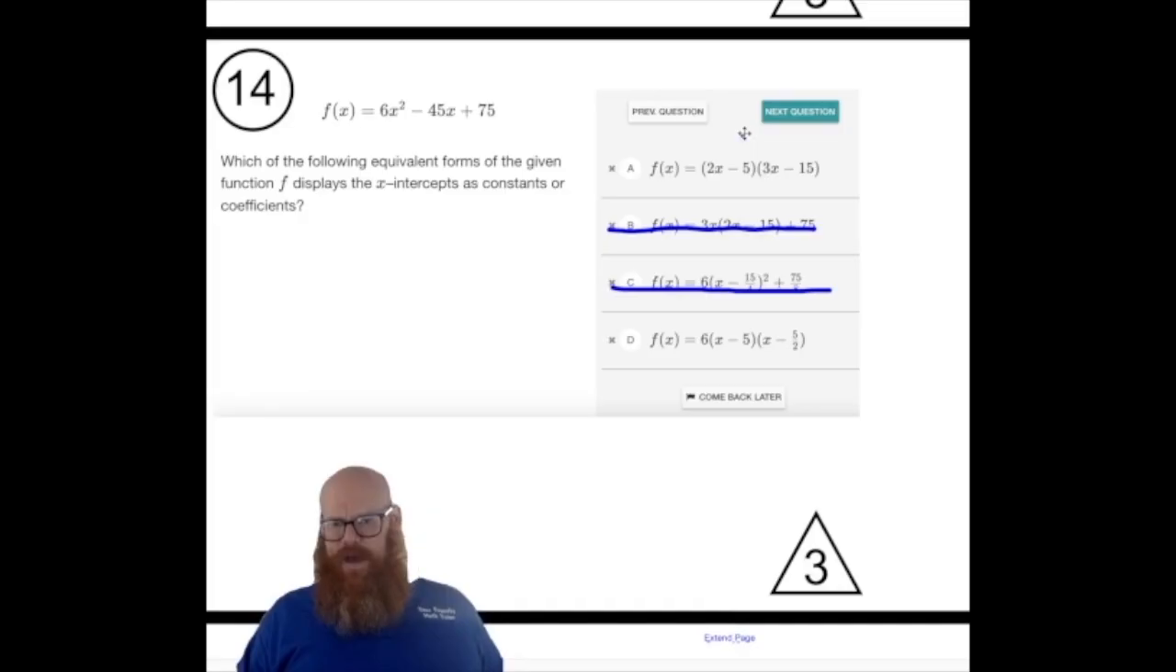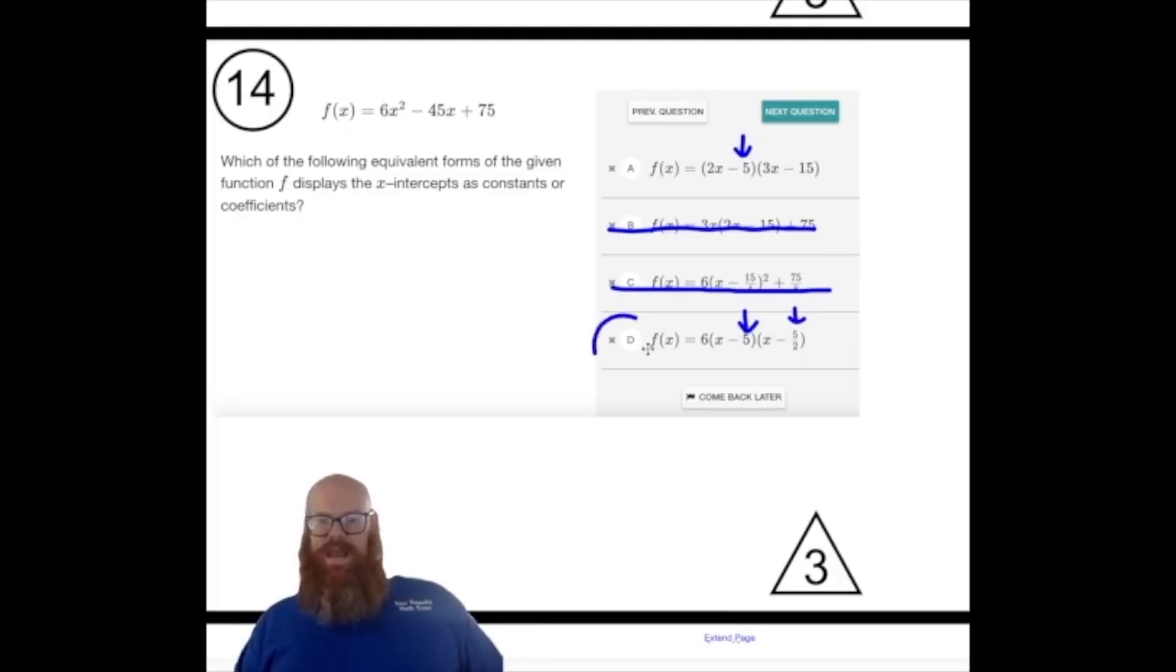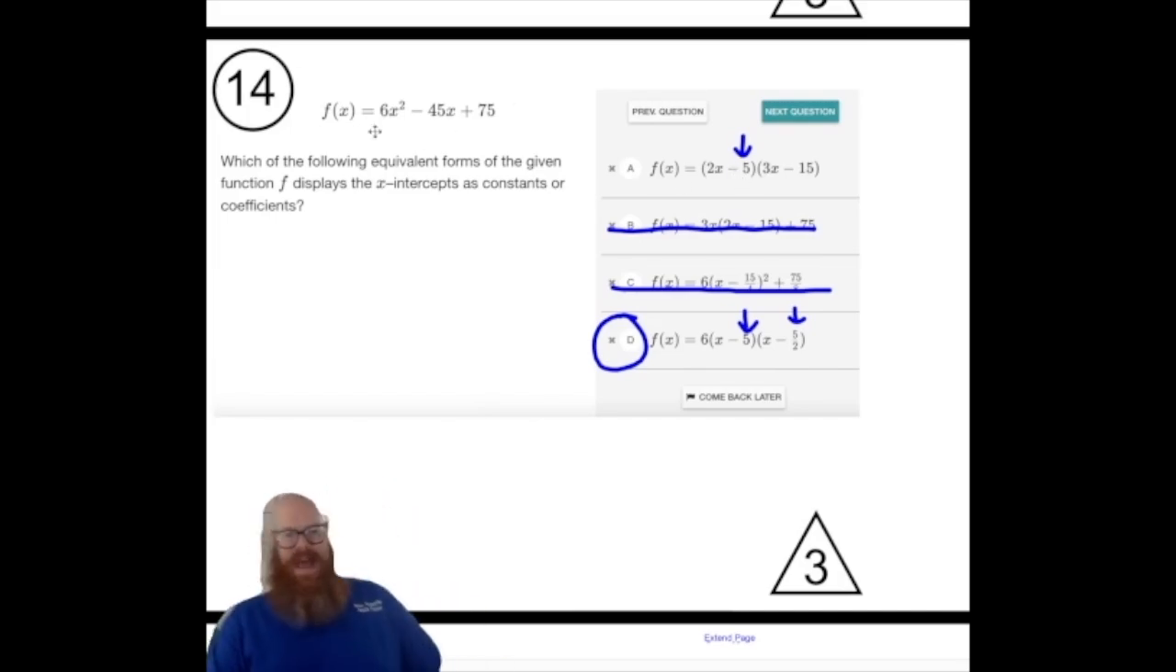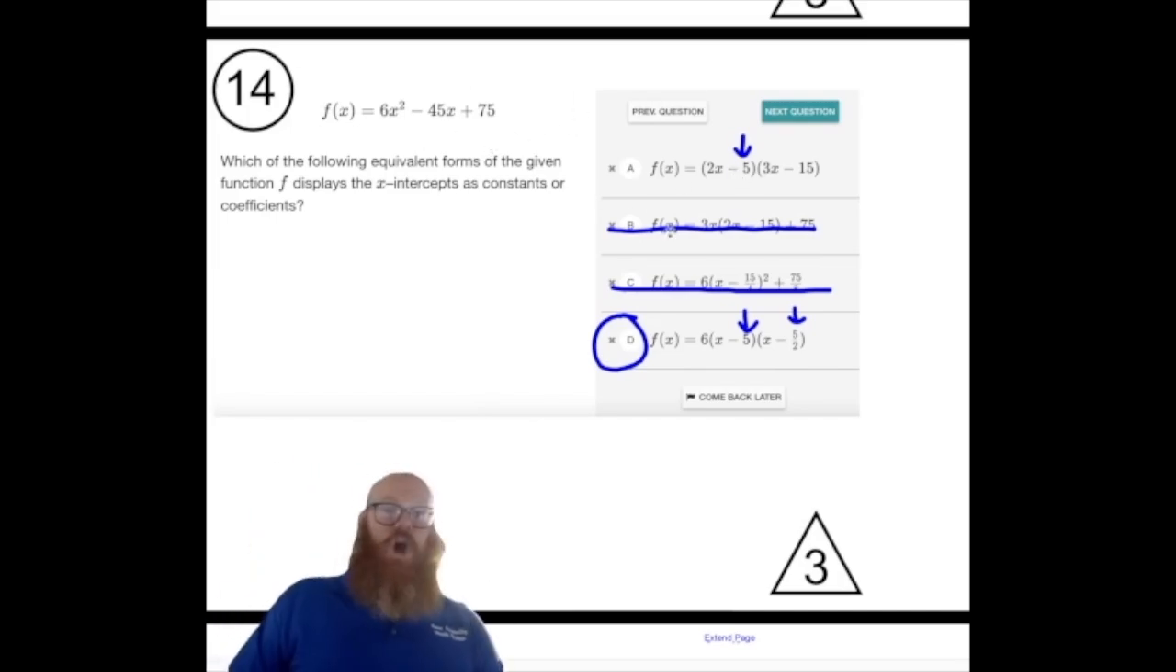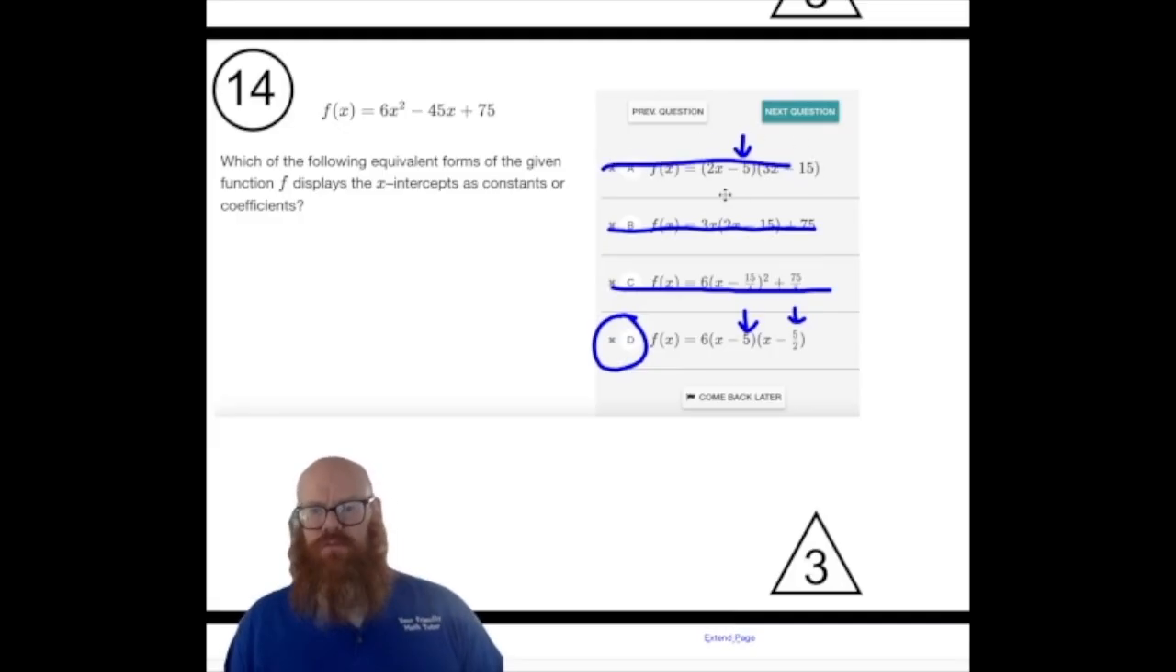Well, I see a 5 here, and I see a 5 here, but I don't see a 2.5 in this problem, and 5 over 2 is 2.5. So I need to see both x-intercepts as either constants or coefficients, so the answer is D. I'm sure this A is how you would factor this. And it's going to give us the x-intercepts, but the x-intercepts aren't displayed as constants. So again, 2.5 is not a constant or coefficient in this form, so that's wrong.